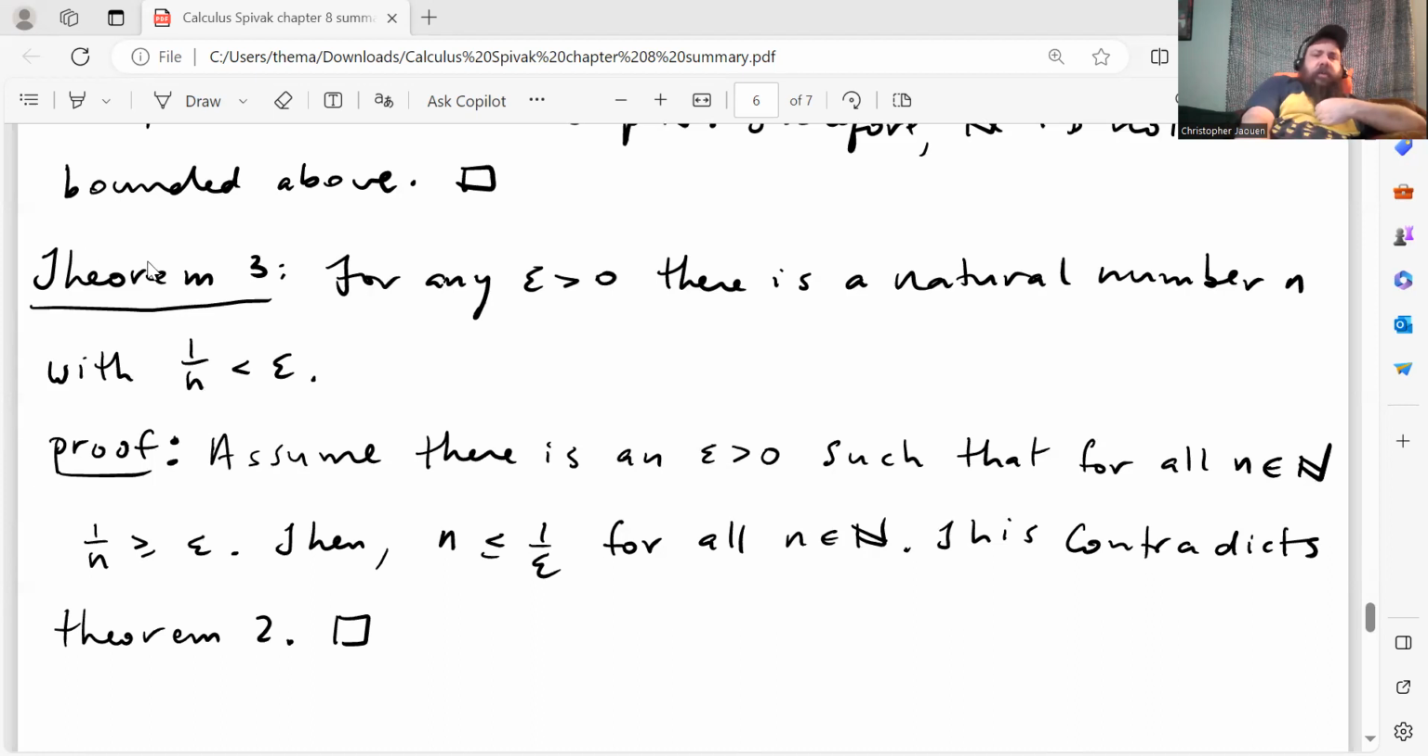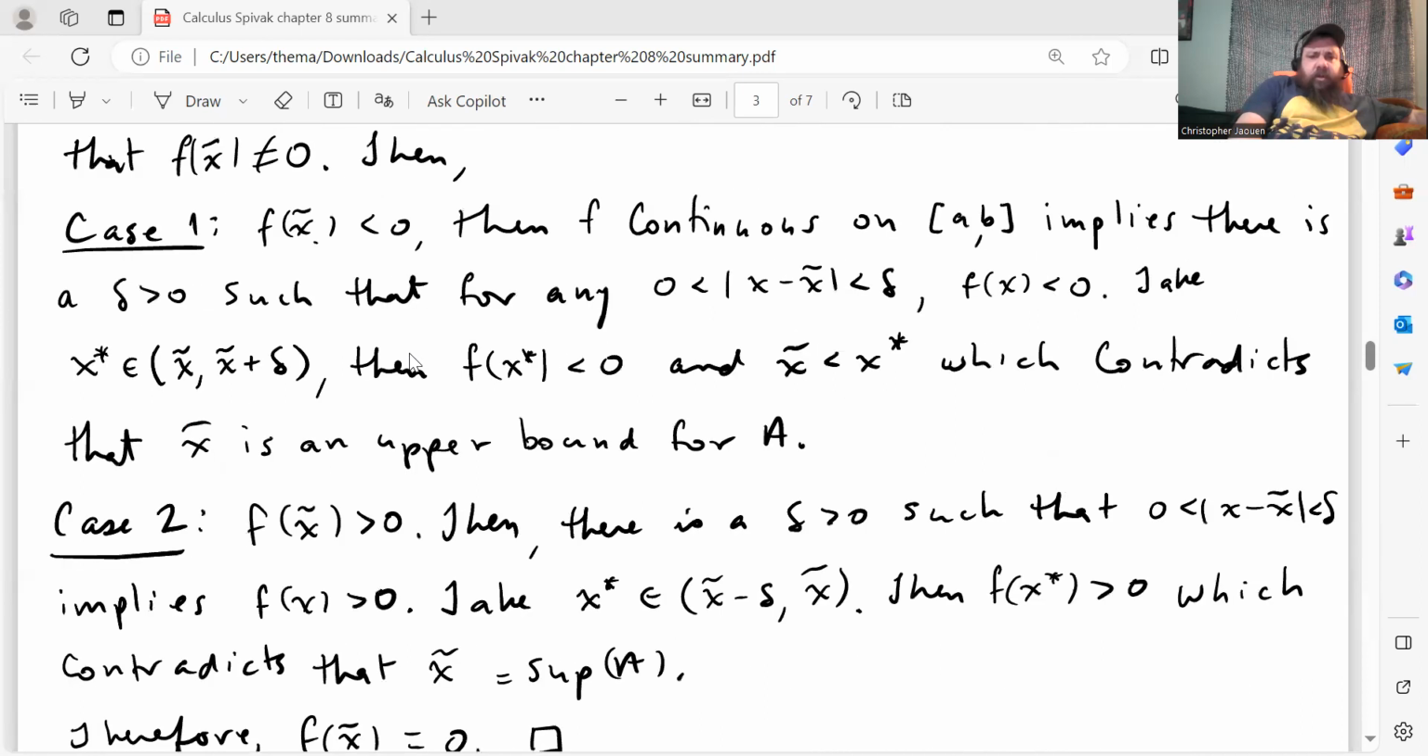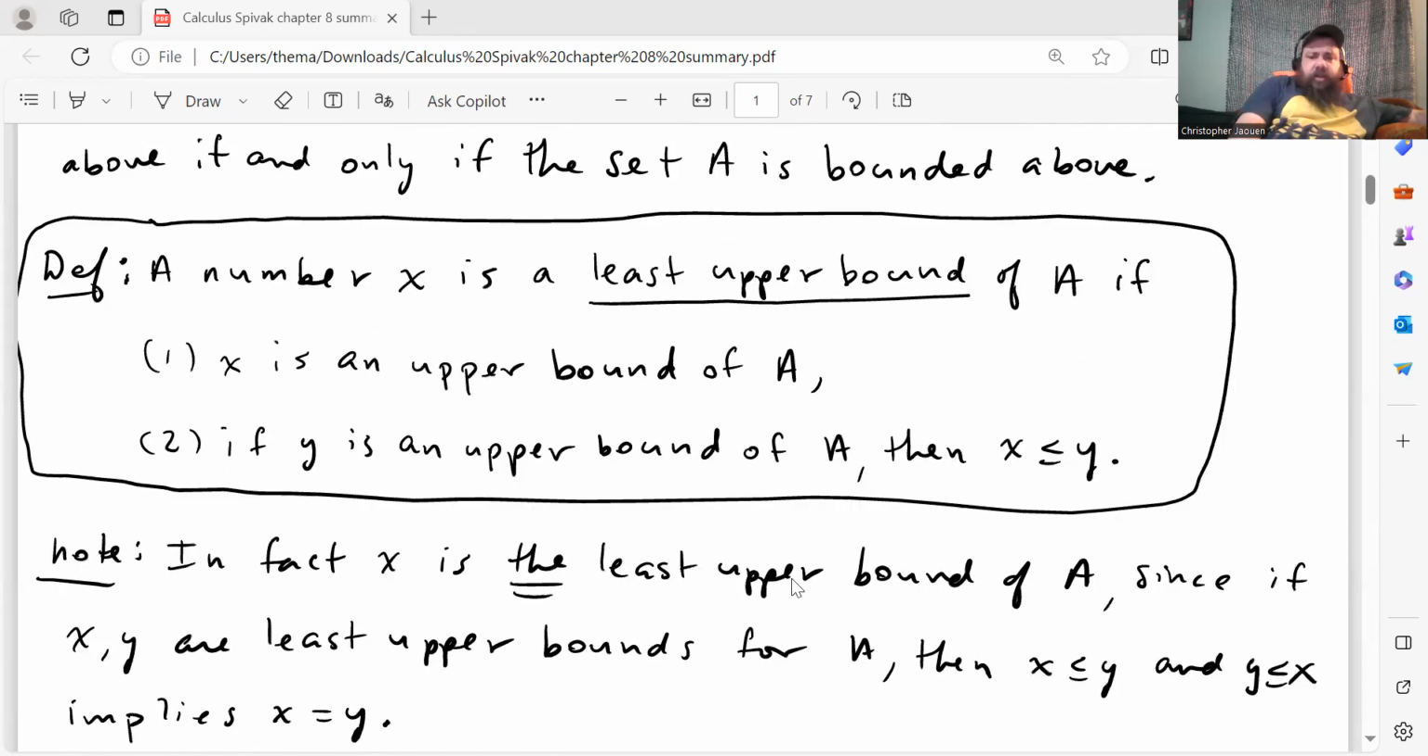This is sometimes called the Archimedean property of the real numbers, and it's a very useful property, which I'm sure we'll be using later on down the line. So let me just double check that that's it. Yeah, I think that's all. That's everything from chapter 8. So let me stop the screen share.